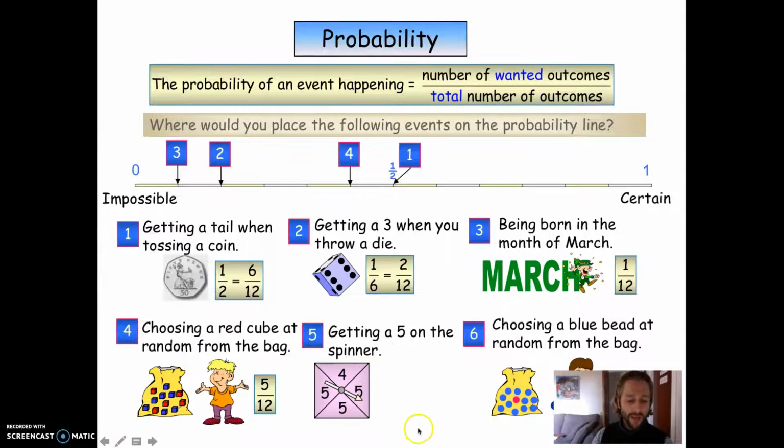Number 5, getting a 5 on the spinner. Very likely. 3 over 4. Well, we can convert that into 9 twelfths.